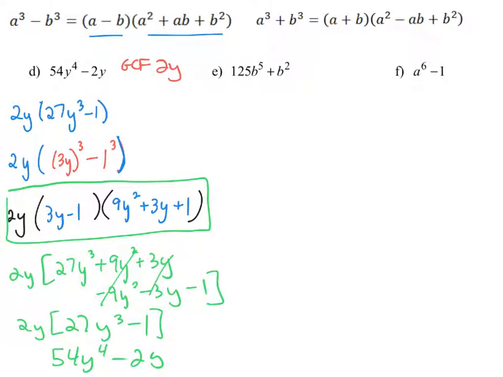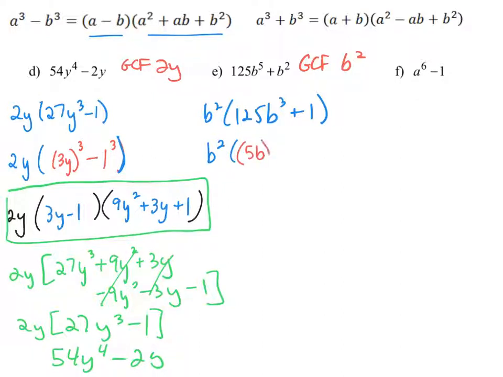Let's look at example E, 125b to the fifth plus b squared. So this is not a sum or difference of two perfect cubes, but we can factor out a GCF. Both terms have a b squared in them, so our GCF is b squared. When we factor out b squared, we'll have 125b to the third plus 1. And this can be written as a sum of two cubes. So keep that b squared factor out in front, and we know that 125b to the third can be written as 5b to the third power plus 1 to the third power.